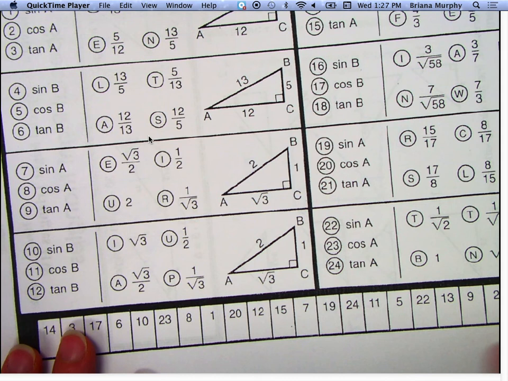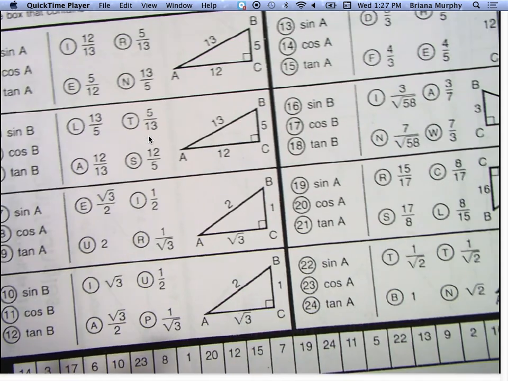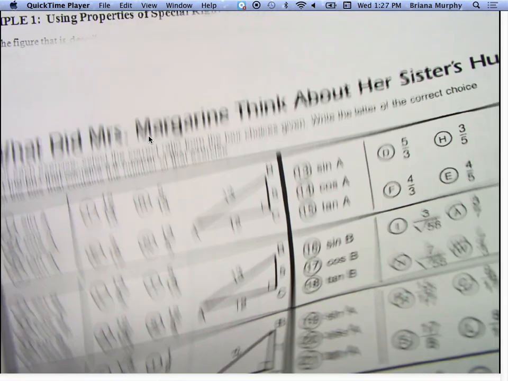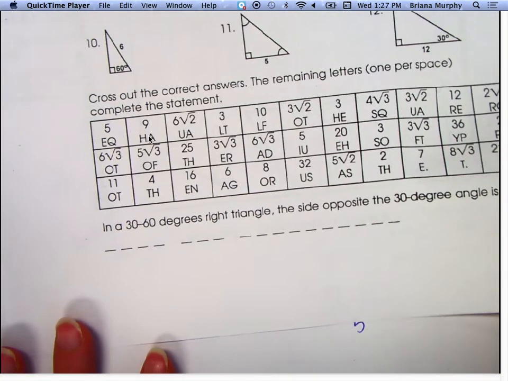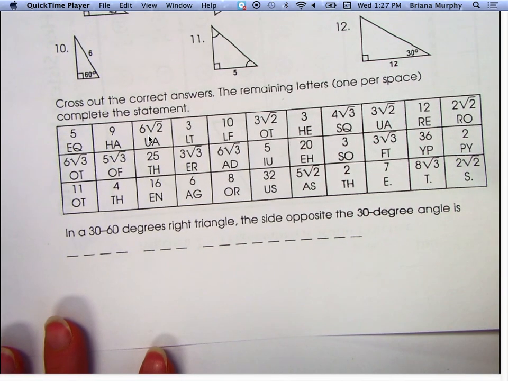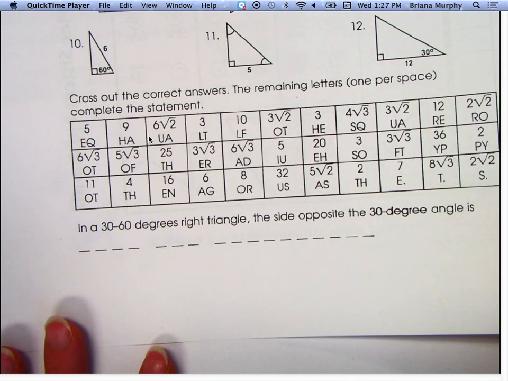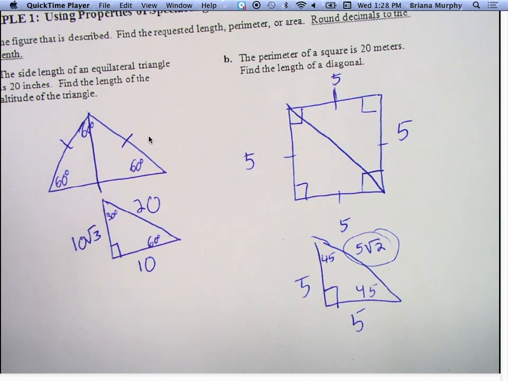Okay? So we're going to find out what did Miss Margarine think about her sister's husband. And on the back we're going to see in a 30, 60, 90 right triangle, the sides opposite the 30-degree angle is blank. Okay? Are we going to be back? So, when I go.